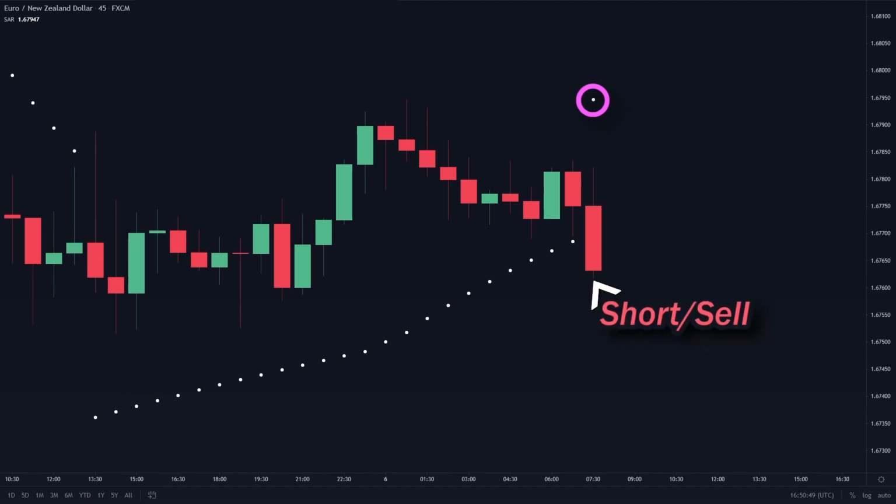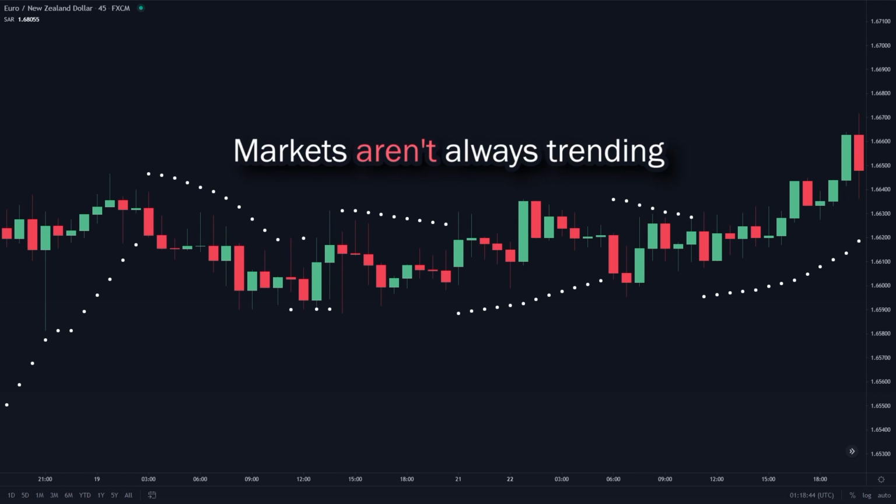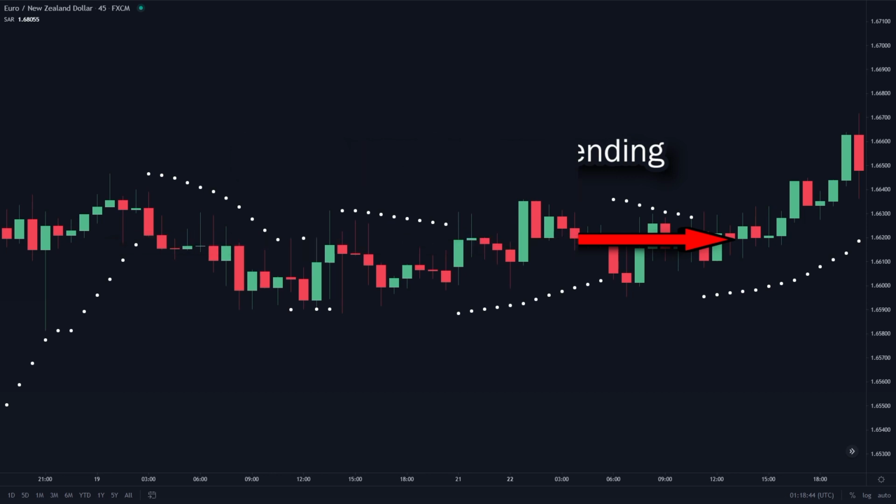Now, despite this being a famous strategy, there are actually a couple of problems if you use the indicator this way. Firstly, the Parabolic SAR is a trend indicator, meaning it only works on trending markets. Remember, markets aren't always trending. It can also move within a range. And because the Parabolic SAR is constantly showing signals non-stop, it means that it'll also show signals even when the market isn't trending. Let me show you an example.